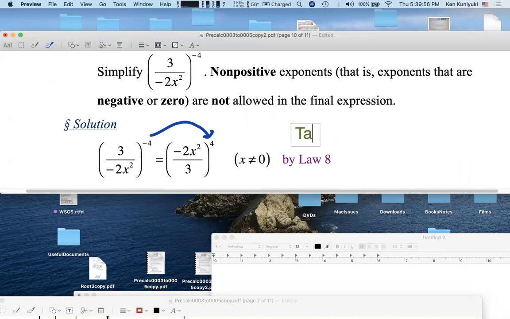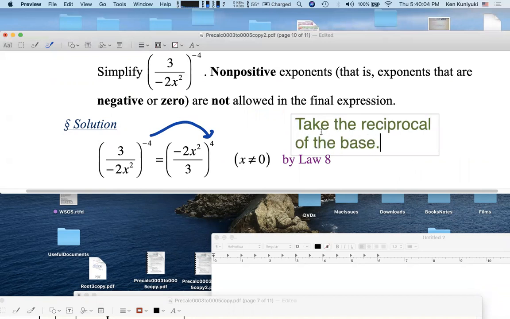Take the reciprocal of the base. Okay. If you're going to take the opposite of the exponent.